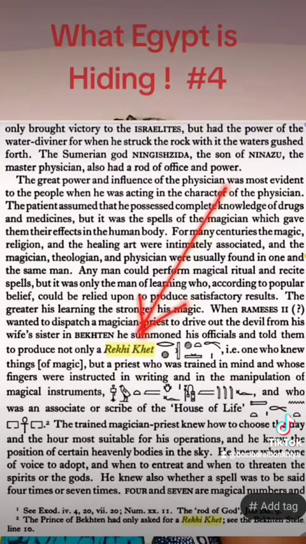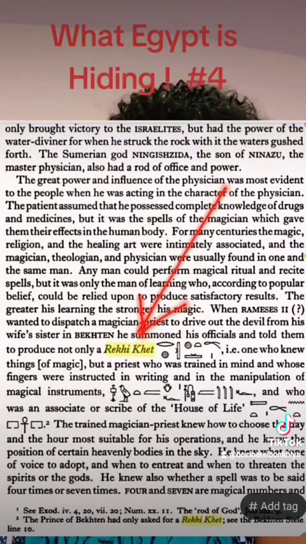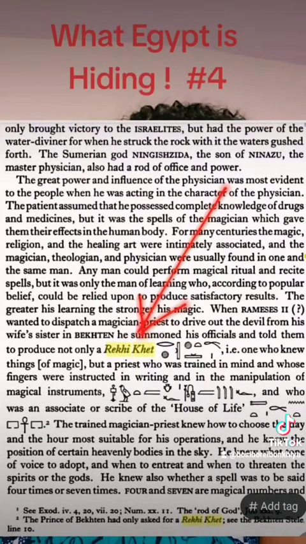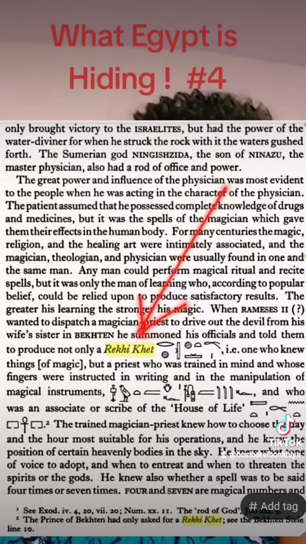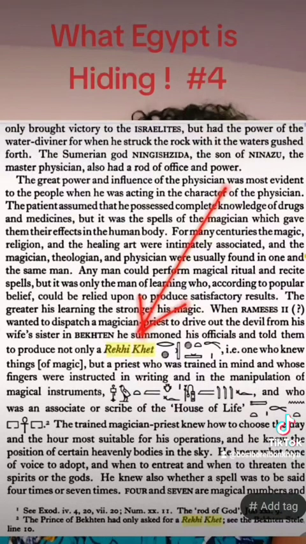Wallace Budge, he talks about Ramesses II, who had his sister-in-law who was sick, or basically what they say, possessed by the devil. So I'm going to read an excerpt here for you. When Ramesses II wanted to dispatch a magician priest to drive out the devil from his wife's sister in Bakhtan, he summoned his officials and told them to produce not only a rekiket. Remember that word? We've just discussed rek and ket. To produce a rekiket.